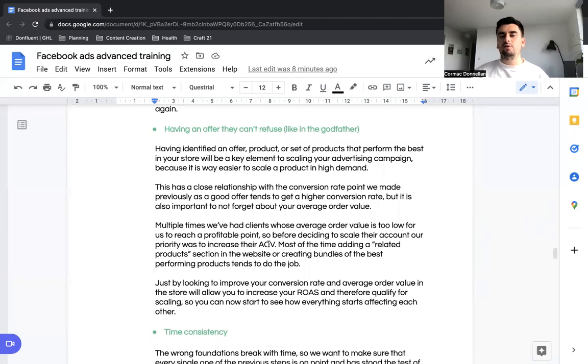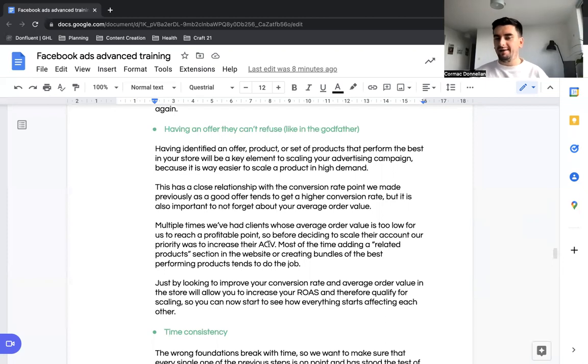So an offer could be a product or a service, but we need to have an offer that they can't refuse. So this has a close relationship with the conversion rate point we made previously, as a good offer tends to get a higher conversion rate. But it is also important to not forget about your average order value. Multiple times we've had clients whose average order value is too low for us to reach a profitable point. So before deciding to scale their account, our priority was to increase the average order value.